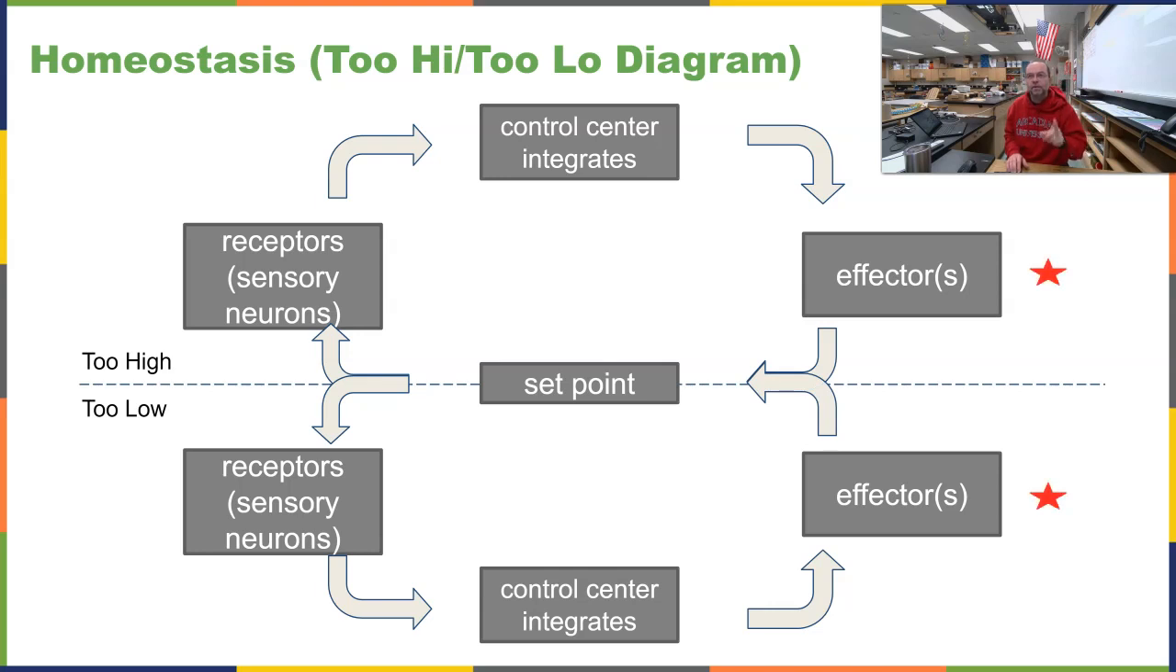Now it's really important to understand, see those two stars right there? That the effectors for when you're too high do the exact opposite of the effectors if you're too low. Okay? Take for example the room. When the room gets a little too warm, the air conditioning kicks in to bring the temperature back down. When the temperature gets too low, the heat kicks in to bring the temperature back up. Okay, so those effectors, the too high and the too low, have the exact opposite functions.